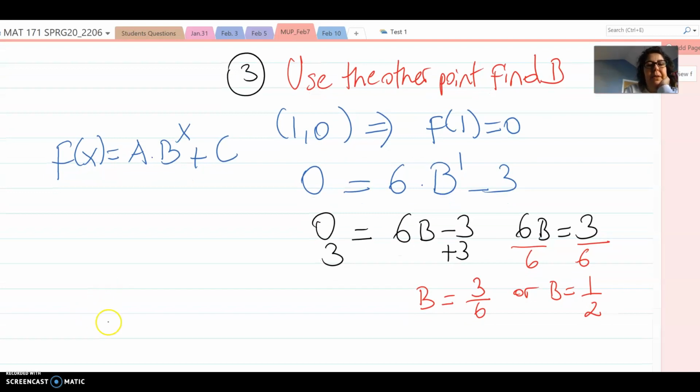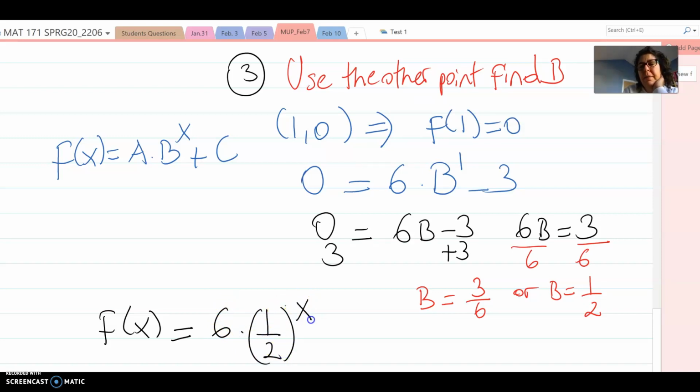Final answer, final cut. F of x will be equal to a was 6 times 1 over 2 to the x, okay, minus 3. That will be our answer. All right.